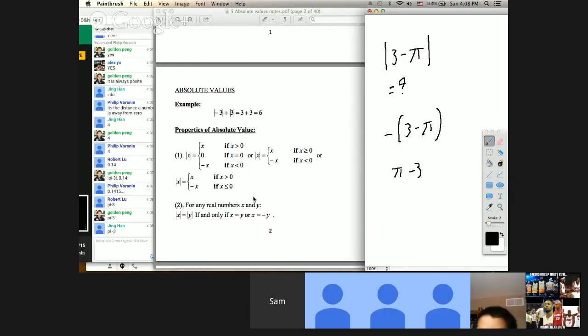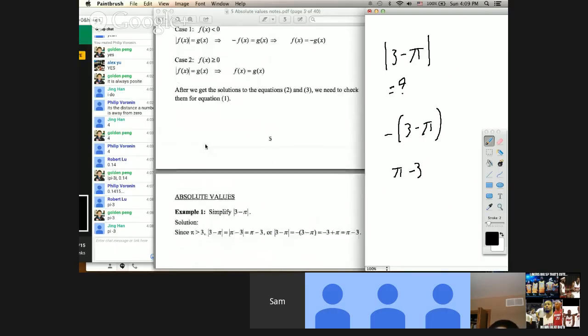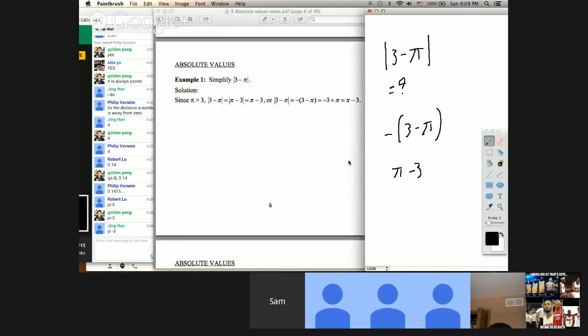So do you guys get the concept here? If the inside is less than 0, then once you take the absolute value of it, it's negative whatever's on the inside. Since it's negative, negative becomes positive. So right here, we know this is going to be negative. We take the absolute value, so we multiply it by -1, and then we get pi minus 3. Right. So since pi is greater than 3, this becomes this, or this, or this, etc.